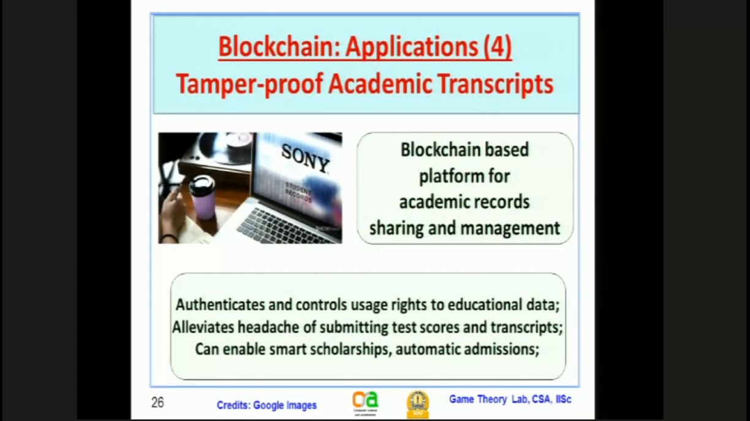I was also talking about tamper-proof academic transcripts. This is something that can be tried out for educational institutes. The use cases here would be to authenticate and control usage rights to educational data. It will reduce the headache of submitting test scores and transcripts. If a particular university wants to verify the authenticity of an academic transcript, all that it has to do is take whatever is given by the student, compute the hash value, and ensure that the hash value is present in the blockchain, which is storing all the academic transcripts. It can also enable smart scholarships and automatic admissions, so a wide variety of use cases are supported.